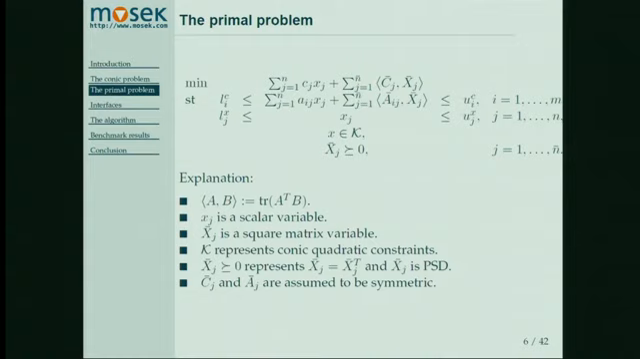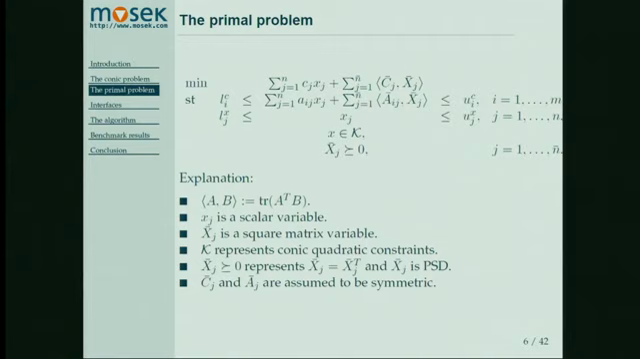Okay, so here's a problem we are going to solve. This is a primal problem that MOSEK can solve. So we are minimizing a linear function, where x are scalar variables. And then we have a term there with brackets, and that is a semi-definite term, so to speak, because the x bar variables are symmetric matrix variables.